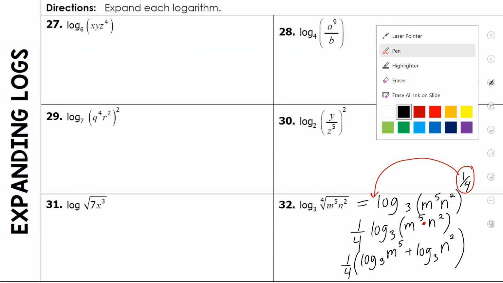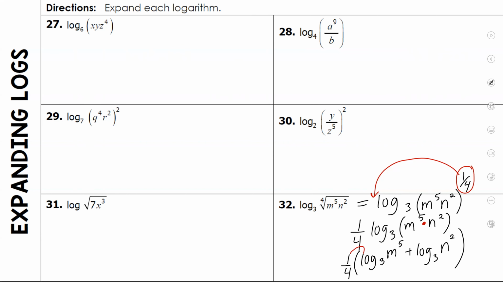We can go ahead and distribute this 1/4. The 1/4 will go to this first log, and this 1/4 will go to the second log. So my final answer, I'll write it over here. This will be 1/4 log base 3 m to the 5th plus, I'm going to distribute this one, 1/4 log. Oh wait, we can do one more thing. We're not completely finished. Actually, let me just keep writing. 1/4 log base 3 m to the 5th plus 1/4 log n squared.